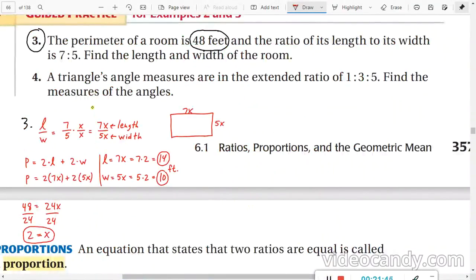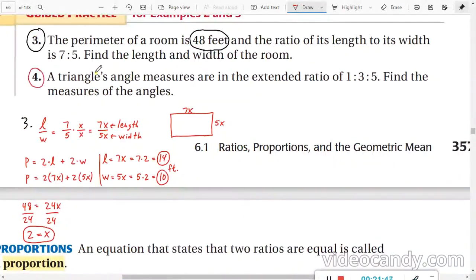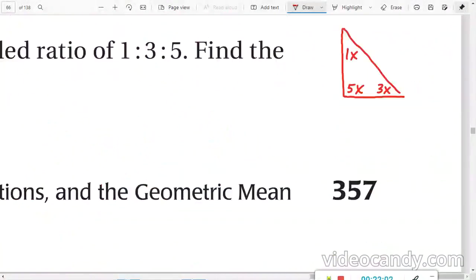Okay, please pause and try guided practice number 4. It says a triangle's angle measures are in the extended ratio of 1 to 3 to 5. Find the measures of the angles. I'll give you a hint. You want to make it 1x, 3x, and 5x. So the ratio of the angles is 1 to 3 to 5. If you multiply each one by x, that's going to be 1x, 3x, and 5x. That does not change the ratio. It's still the same thing.